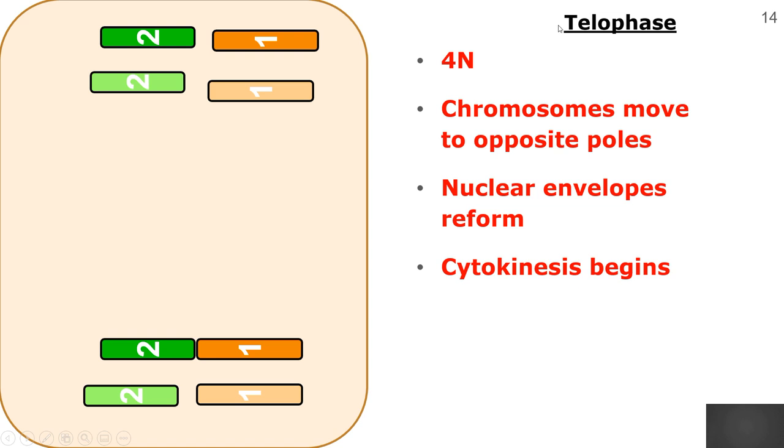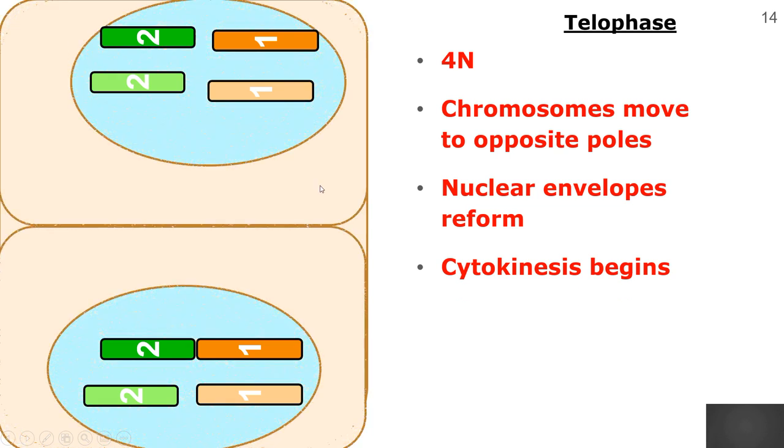So the last stage is telophase, and it's going to be in a 4N state until that new cell wall or cell membrane forms. So in telophase, the chromosomes are going to move to opposite poles, and then that nuclear membrane is going to start to reform, and you'll have cytokinesis actually begin, and they will remain in a 4N state until those new membranes are formed.